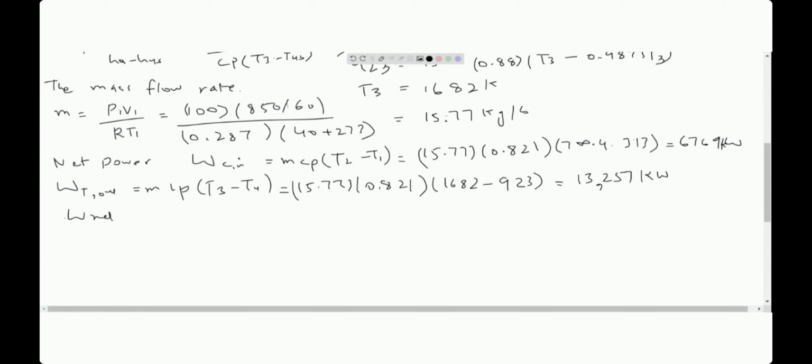So now the net power output. First we calculated the power input and power output. Now we will calculate the net power. That is W net is equals to WT out minus WC in. That is equals to 13257 minus 6769, that is equals to 6488 kilowatt.